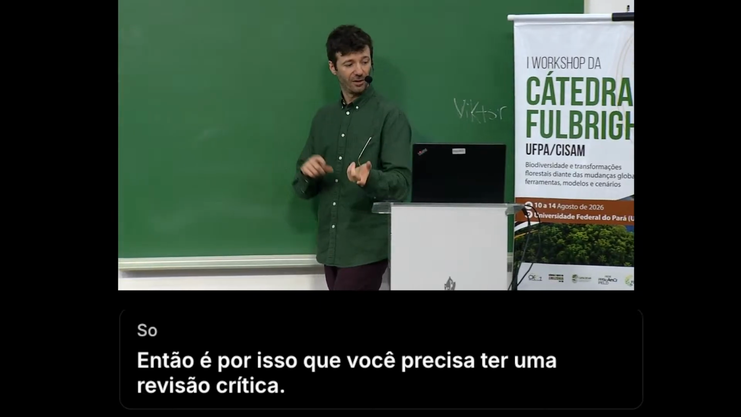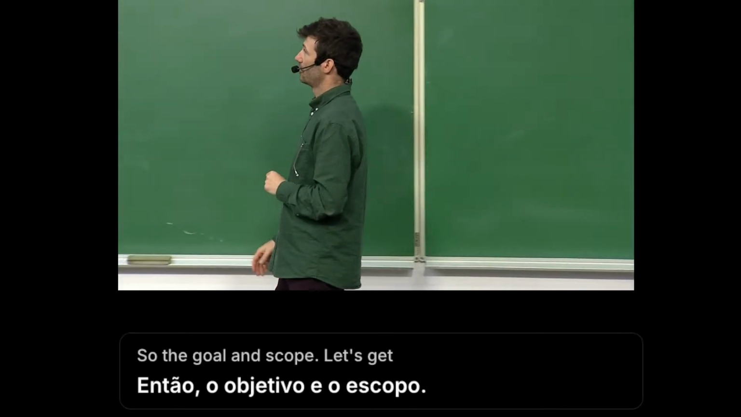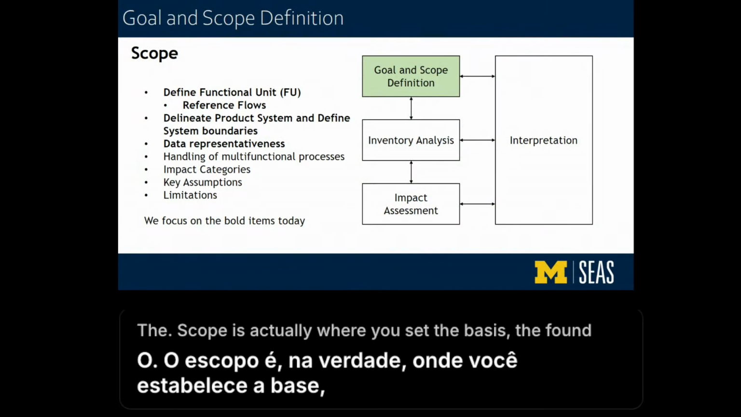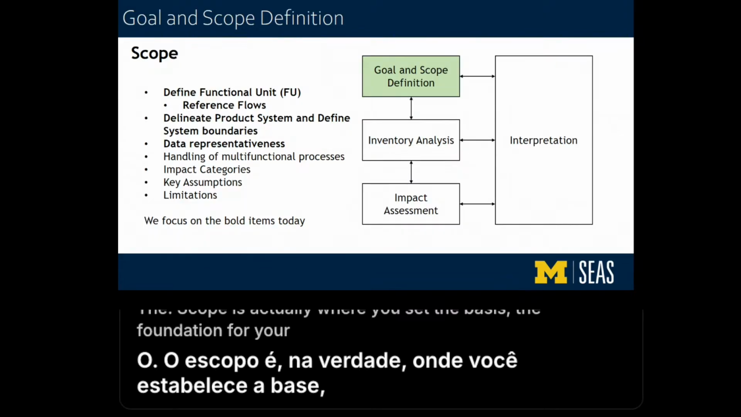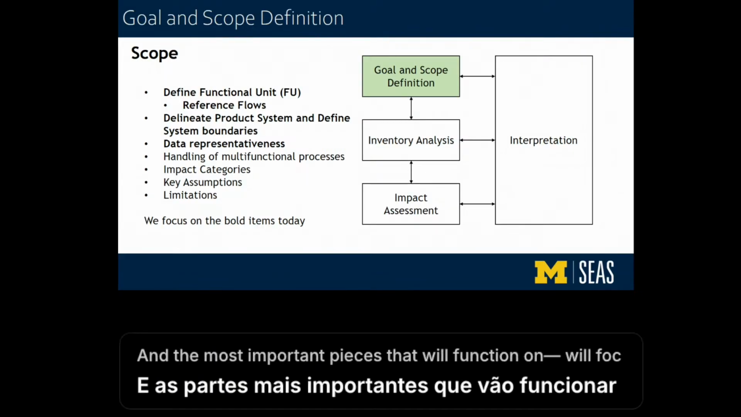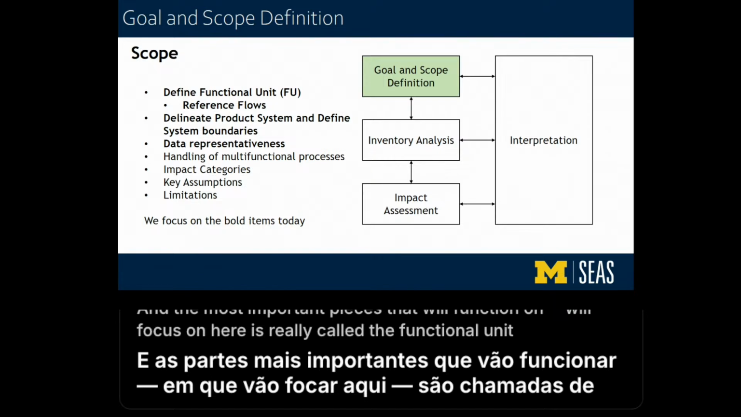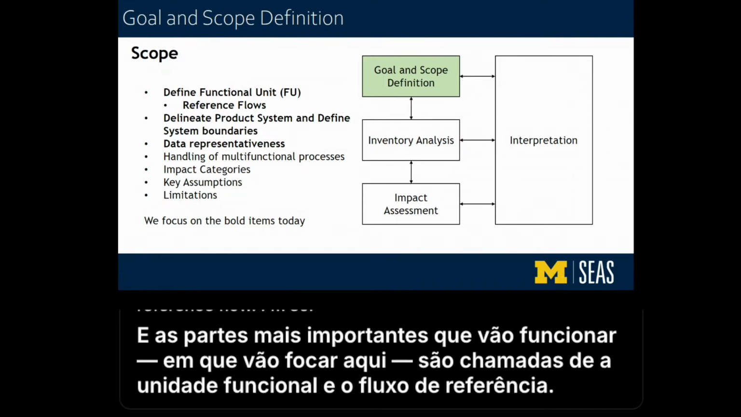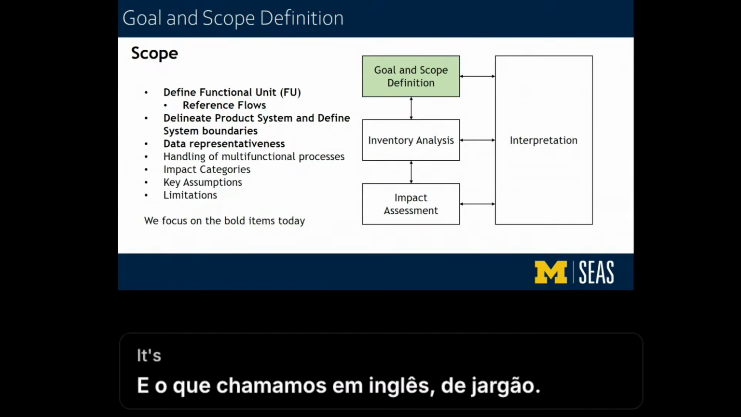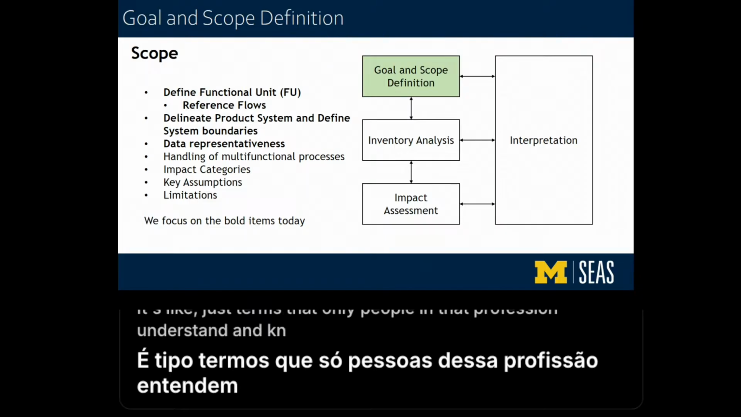So the goal and scope, let's get into this. The scope is actually where you set the basis, the foundation for your entire study. And the most important pieces that we'll focus on here is really called the functional unit and the reference flow. I'm sorry that life cycle assessment has lots of strange terms and what we call in English jargon. It's like just terms that only people in that profession understand and know. And these are two of those weird terms.